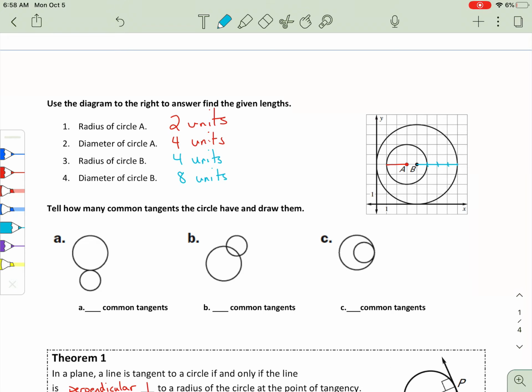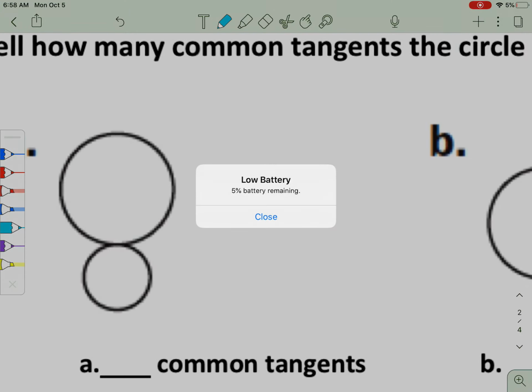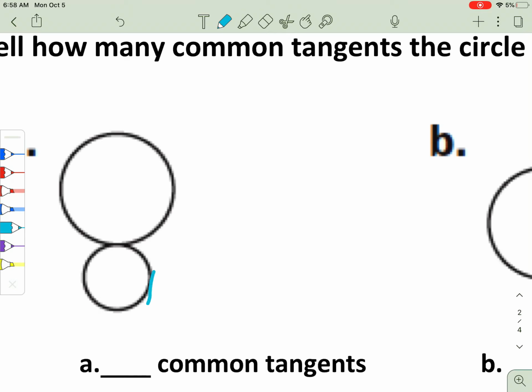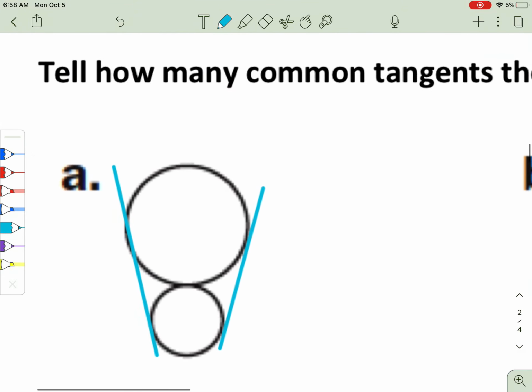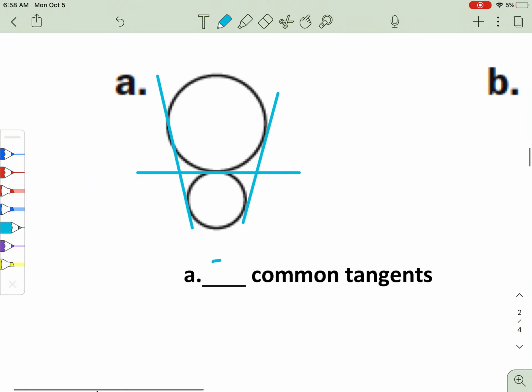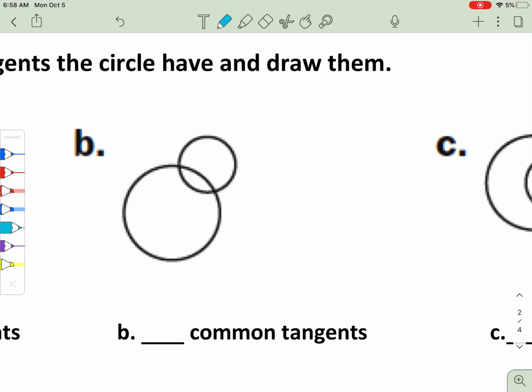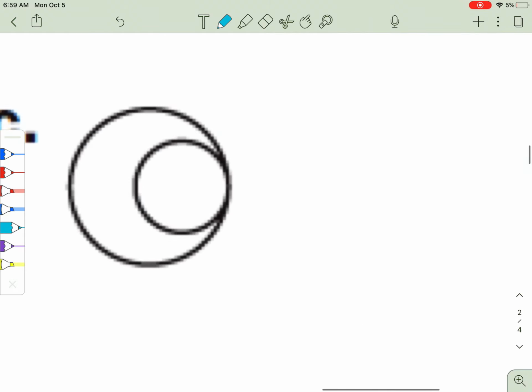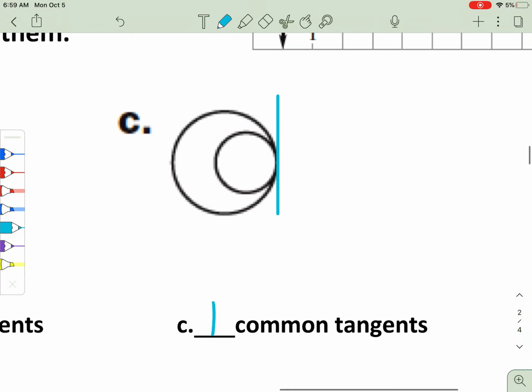All right, next part says tell how many common tangents the circles have and draw them. There are probably going to be a few here, but it looks like at least two common tangents, and I would even argue 3. Notice the circles overlap, so you can't draw that one in between, but you can draw one over here, so that gives it 2 common tangents. And this one, the only place where you can touch a line and it only touches both of them one time is right there, so this is 1 common tangent.